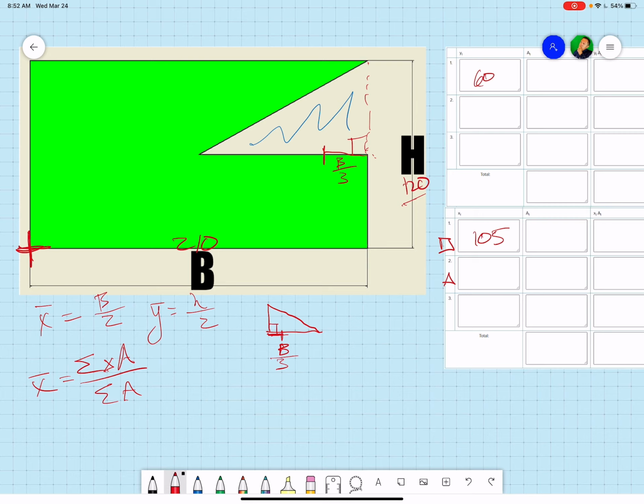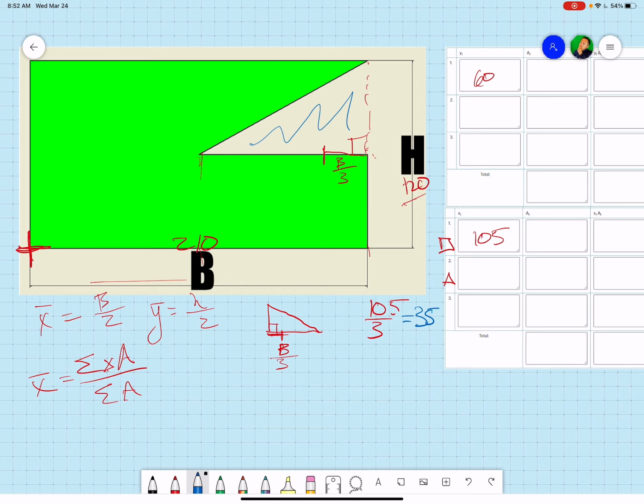The base of this triangle is half the base of the rectangle. So right away we know that the base of the triangle is 105. Okay? That divided by 3, all right, is going to give us 105 divided by 3, 35.